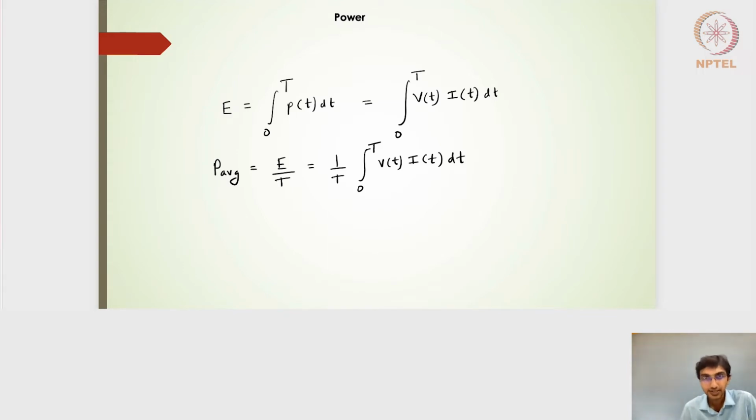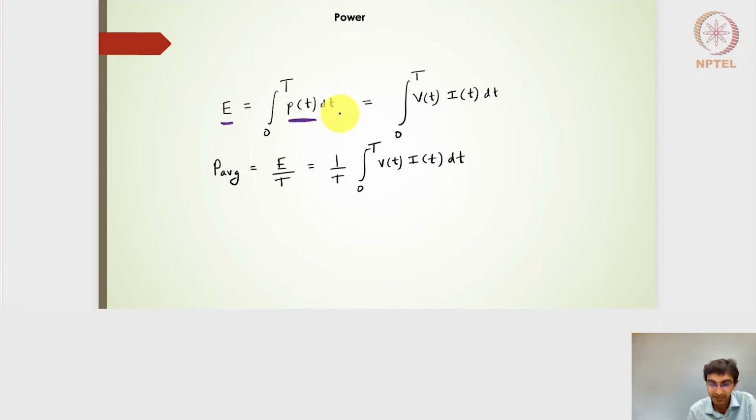As per the definition, the energy consumed by a particular component or by a particular circuit is defined as nothing but the instantaneous power that has been consumed, or dissipated, by the component over a duration of time. So it is basically an integral component. The energy is defined as an integral of the instantaneous power across the time duration.